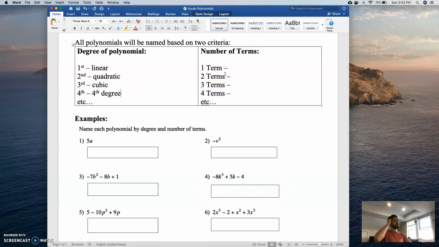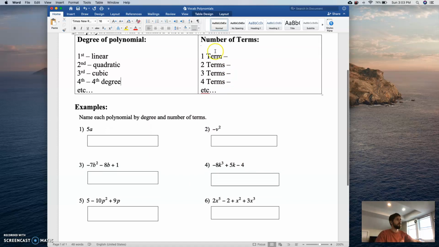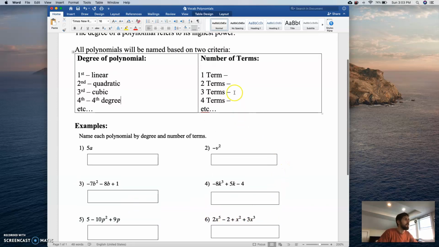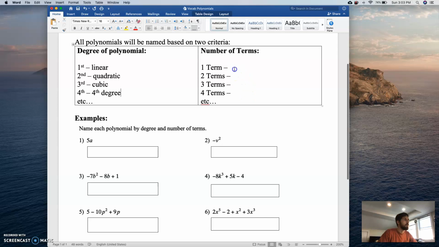The next thing that we're going to have to name these after is number of terms. So we're just going to have to count the terms as well. This one has one term, number 2 has one term. It says 1, 2, 3 terms, 1, 2, 3, and then obviously more. So when you're naming things based on number of terms, if you have one term, we'll use a fancy word for 1, that means monomial. So that means that there is one term.